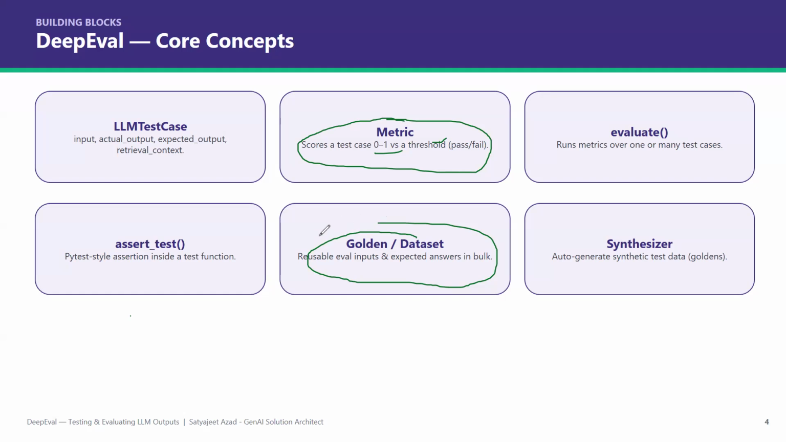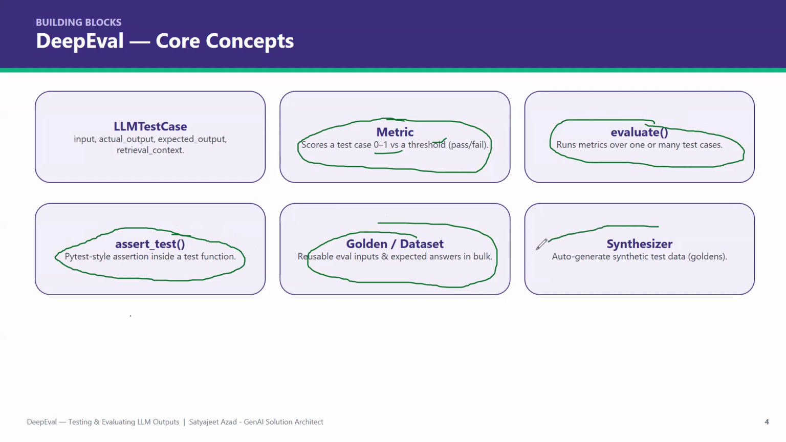And there are some functions. You'll see these evaluate functions in the Python script, and the assert test, a pytest-style assertion test function. These are the two functions. Synthesizer auto-generates synthetic test data, okay? From golden data, if you want to create some synthetic data, you can create it. And the LLM test case: what can an LLM test case hold? Input, actual output, expected output, and retrieval context. And based on this, it gives some metrics.